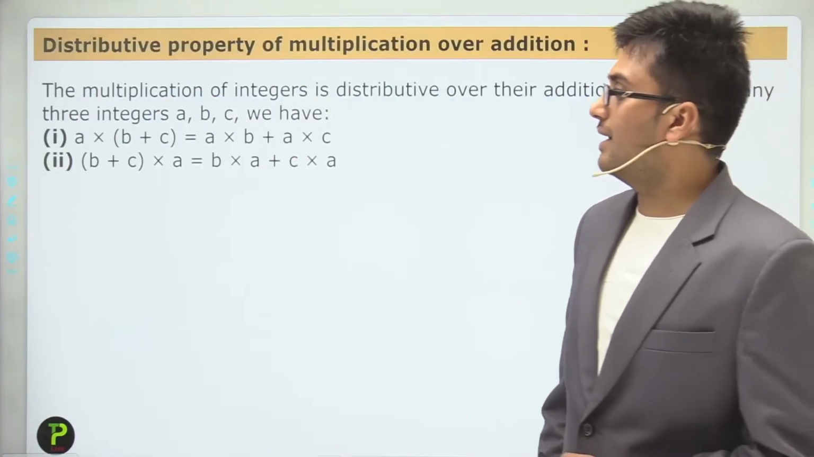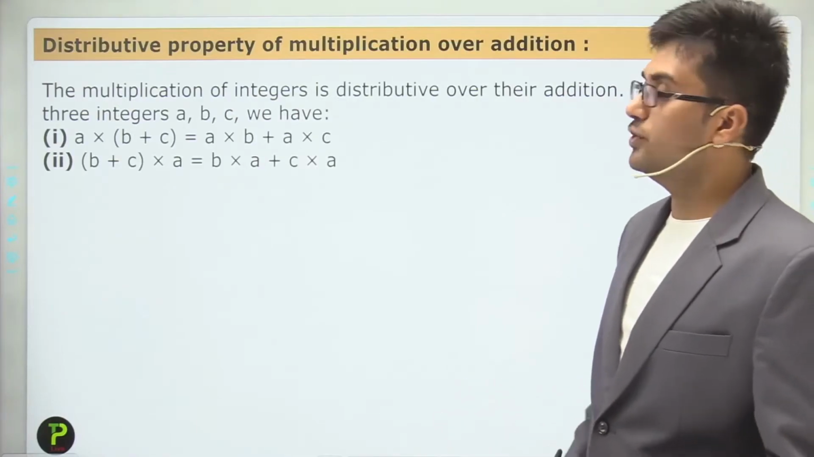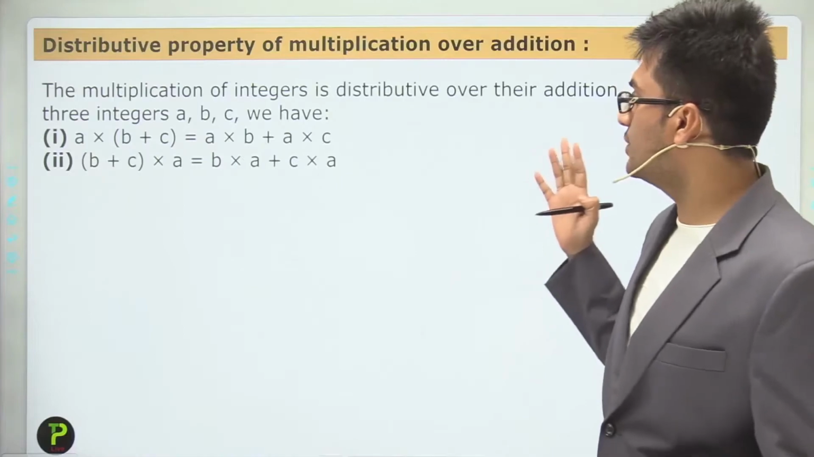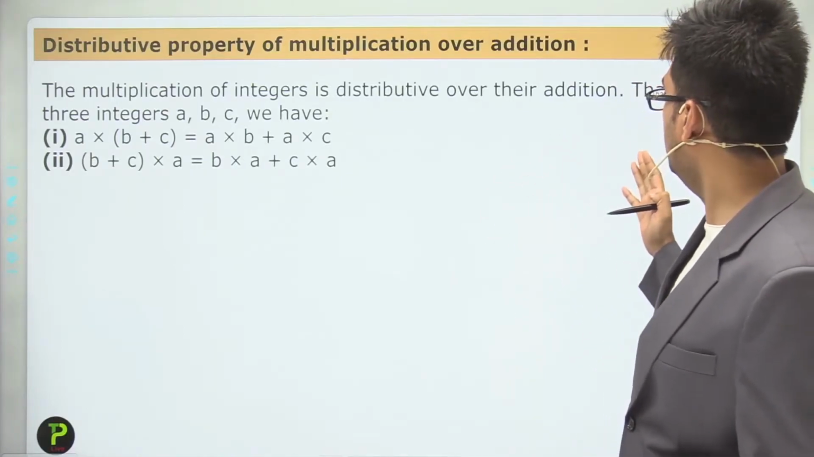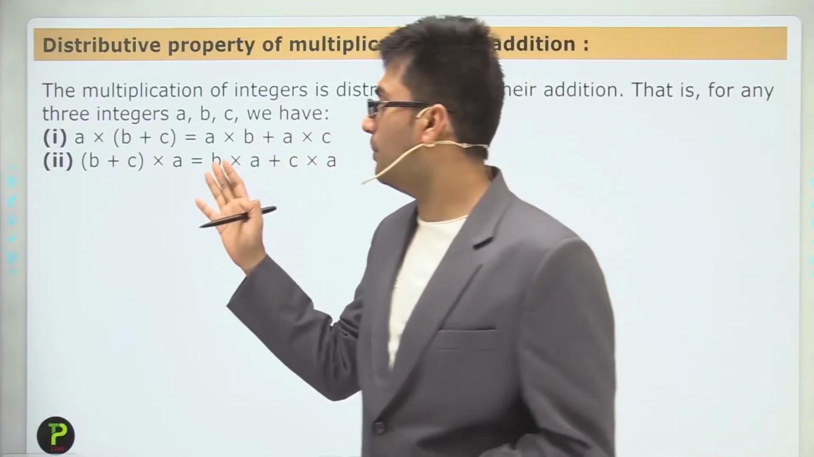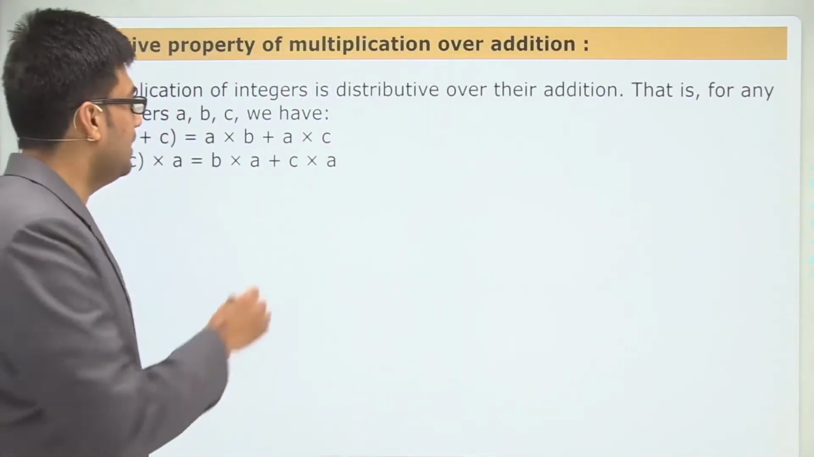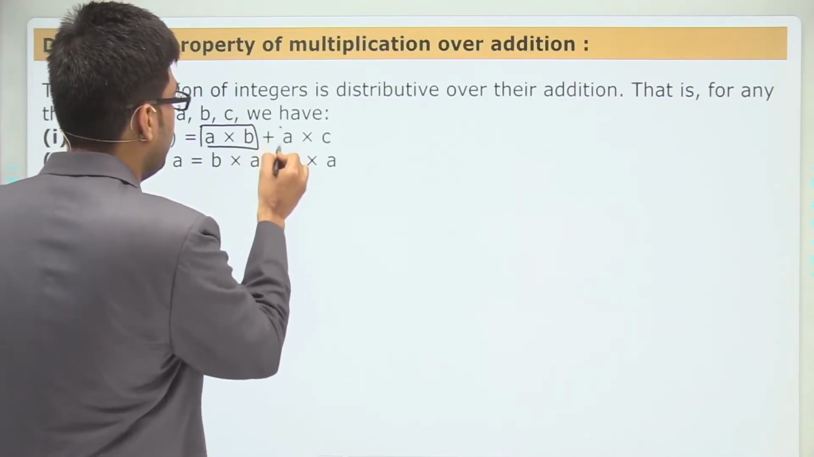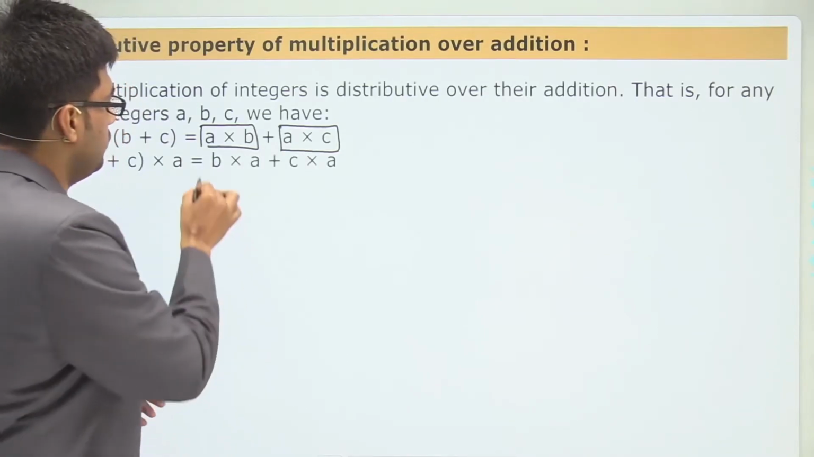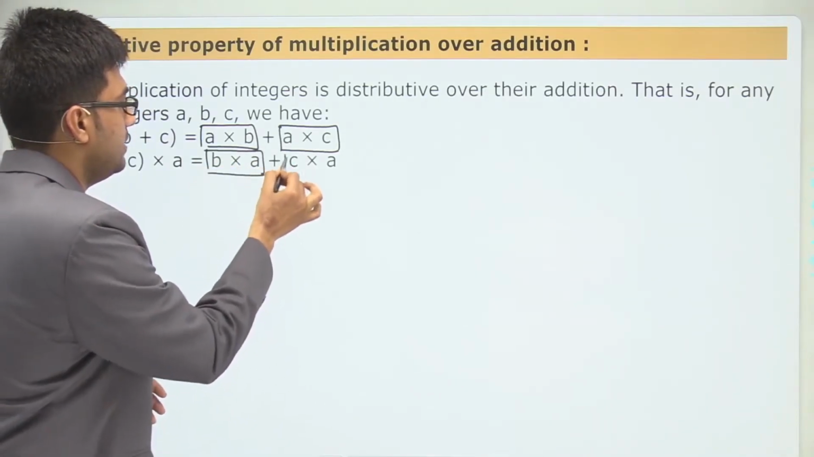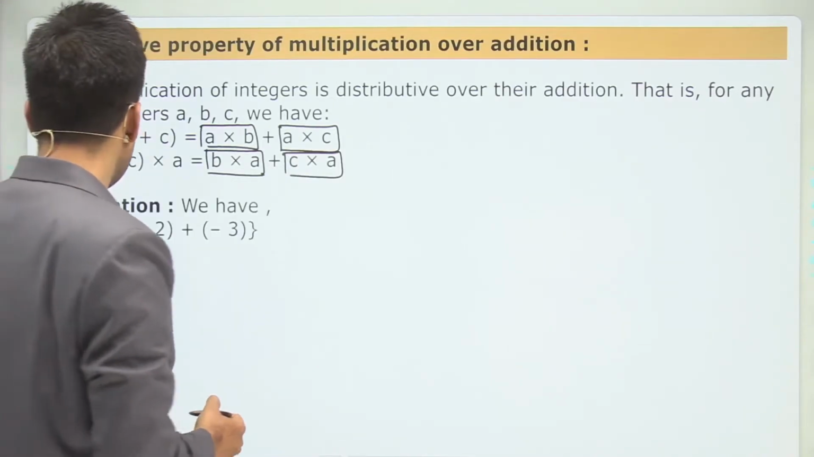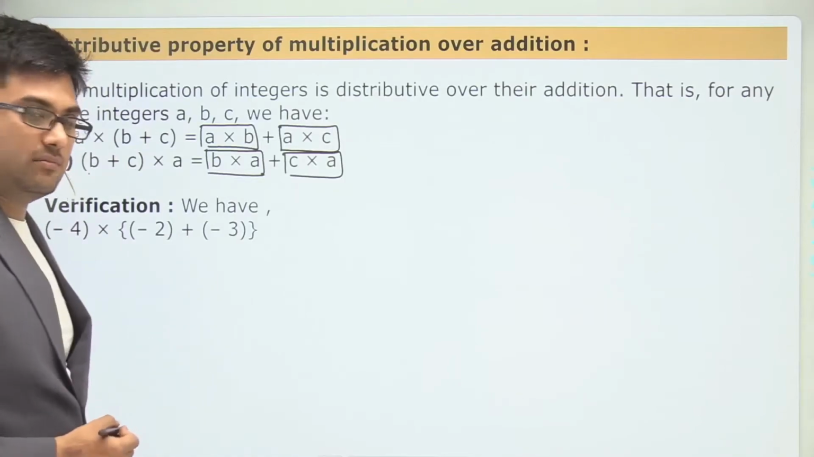Now after these properties, let's move to the next property, that is the distributive property of multiplication over addition. The multiplication of integers is distributive over their addition. That is, for any three integers a, b, c, we have a multiplied by (b plus c) is equal to (a multiplied by b) plus (a multiplied by c), and (b plus c) multiplied by a is equal to (b multiplied by a) plus (c multiplied by a). Clear?